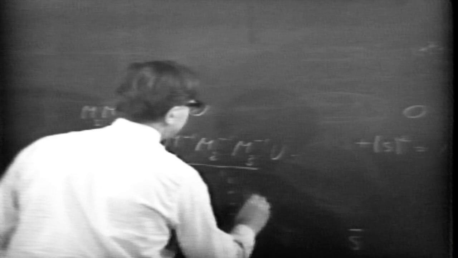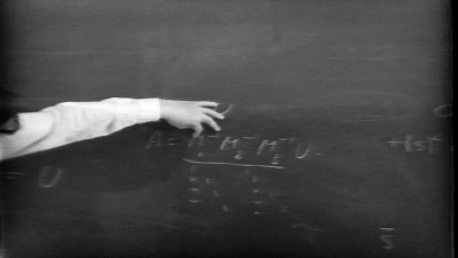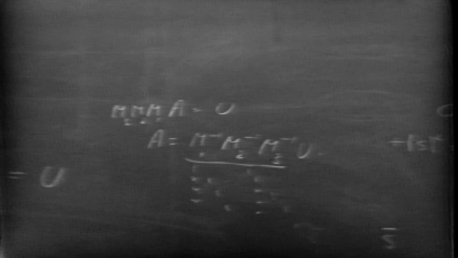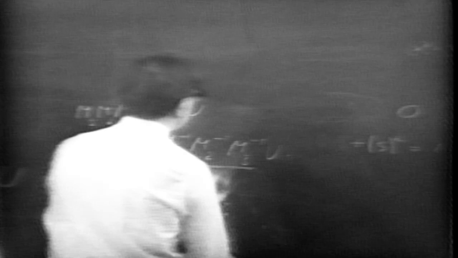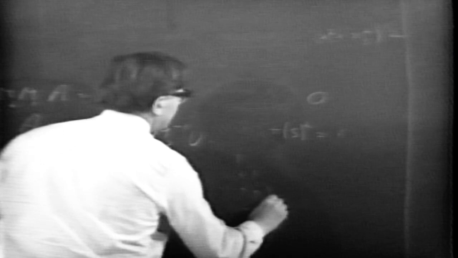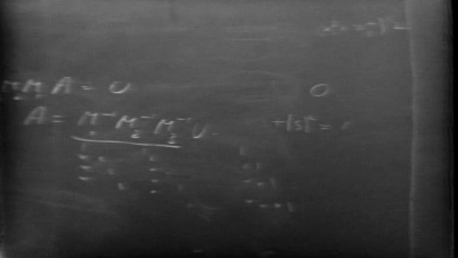Now, in this expression here, we have the M's multiplied together with decreasing suffixes. And we remember that when we did that, we got no intermixing of the suffixes. And so the product of these things is just a unit lower triangular matrix. And the elements here are just the multipliers that we actually used in the elimination with the sign interchanged.